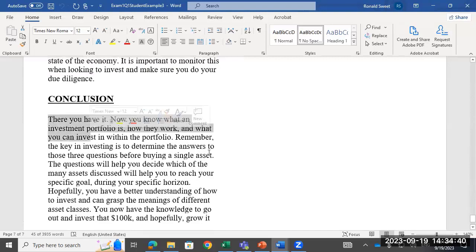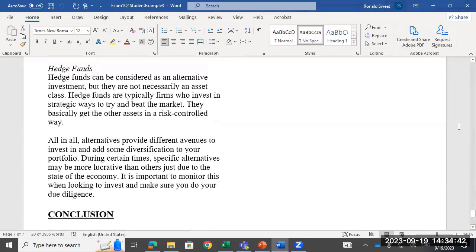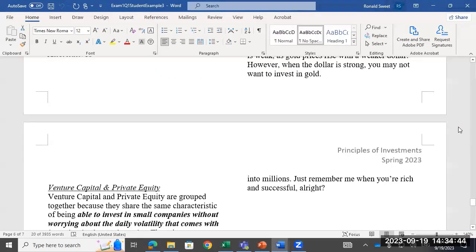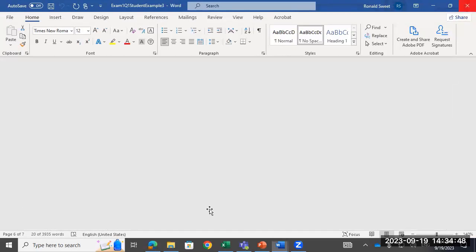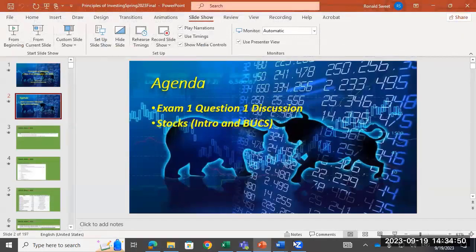Now, they have a conclusion. You don't need a conclusion, but they decided to include one. That makes sense. These are looking really familiar, aren't they?